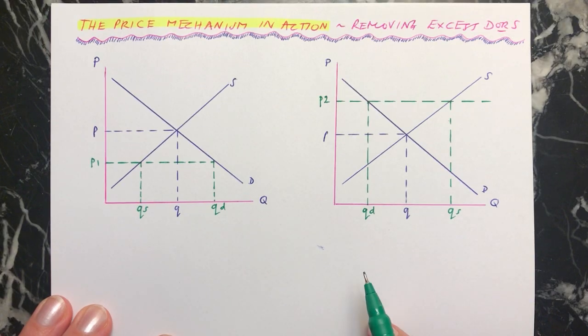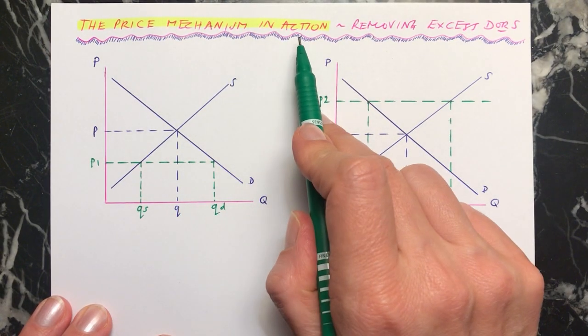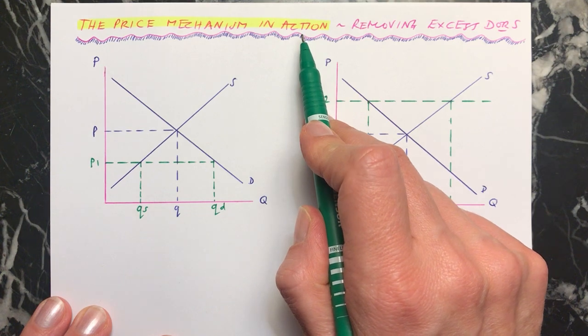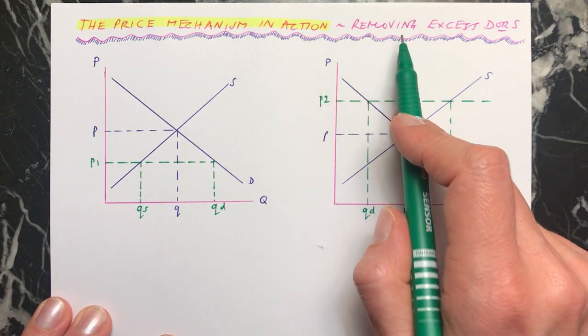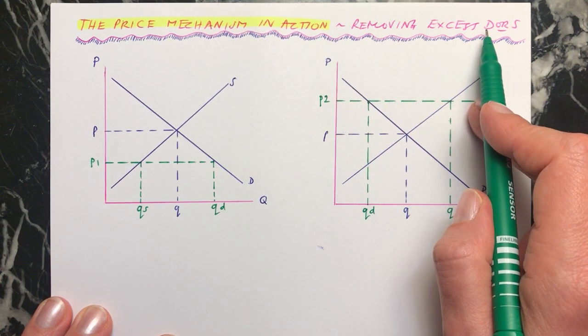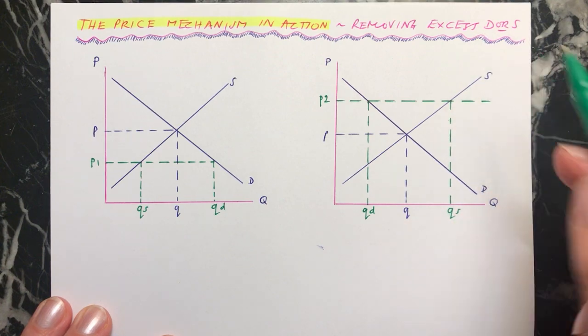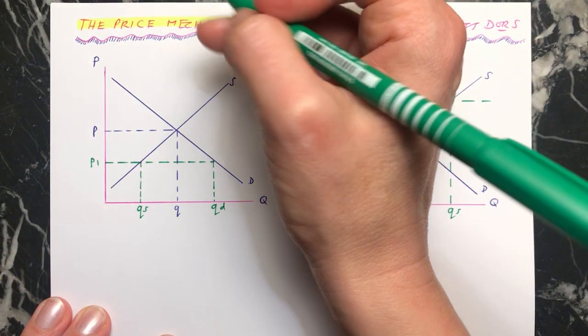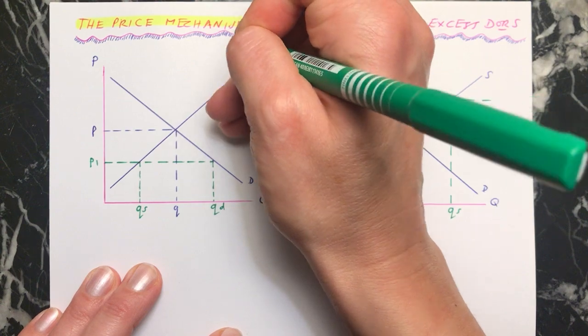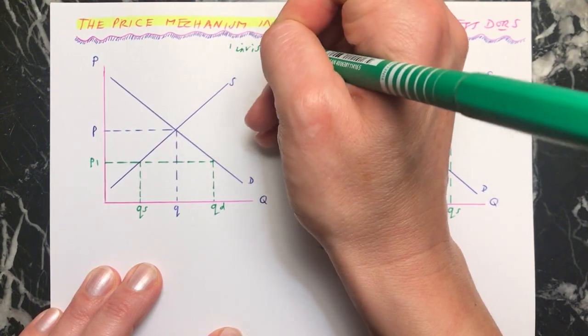Everybody. Now we're going to look at the price mechanism in action. How does the price mechanism operate to remove excess demand or excess supply? And this is really quite clever, and it's known as the invisible hand.